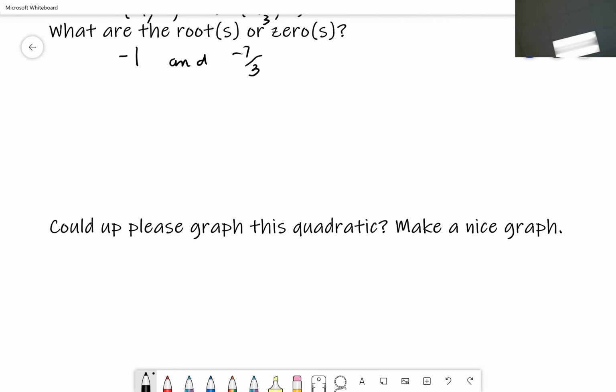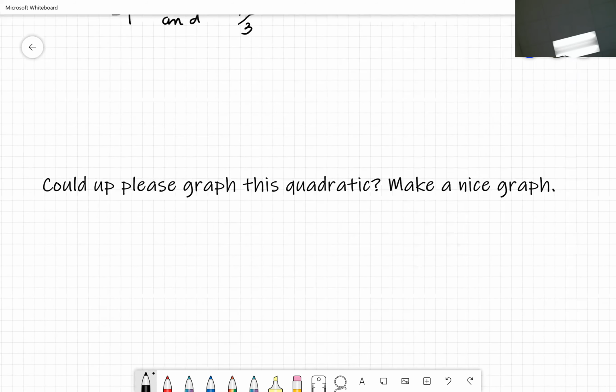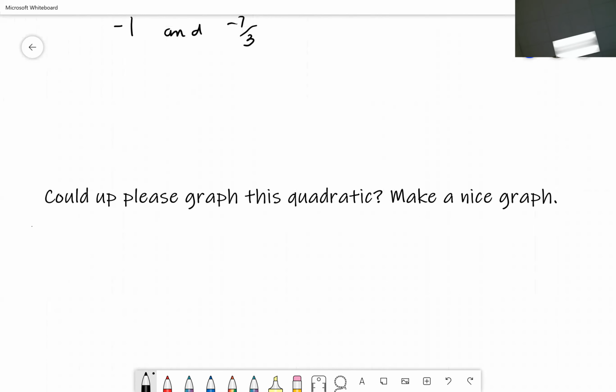All right, so now let's do the next one. It says here, could you please graph the quadratic? Nice graph. Now, I wasn't going to say it has to be perfect, but let's just discuss what we have. We have our zeros: (-1, 0), and (-7/3, 0), which comes out to -2.333, right? And then we have the vertex, which is (-5/3, 0), and we have (0, 21).